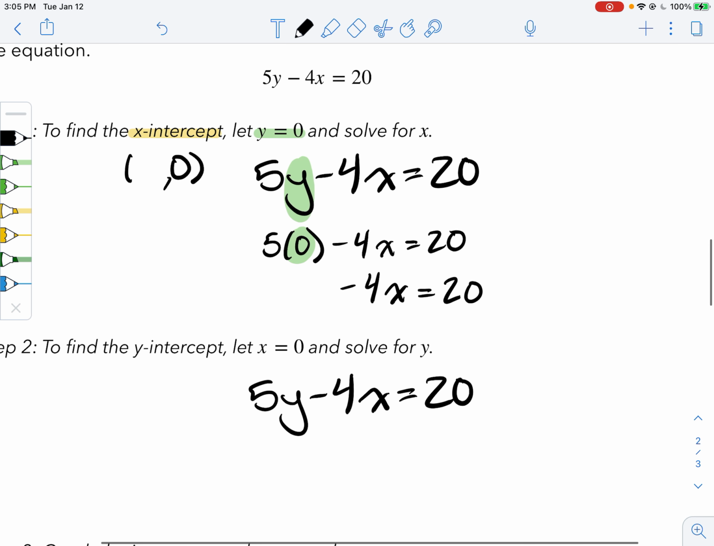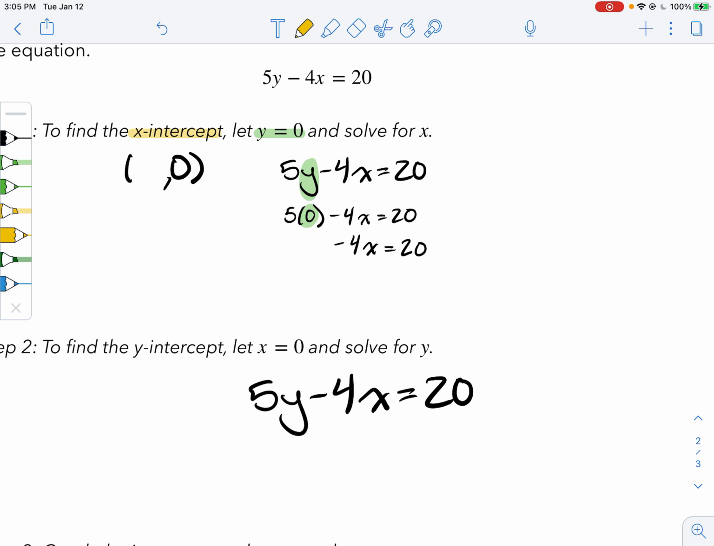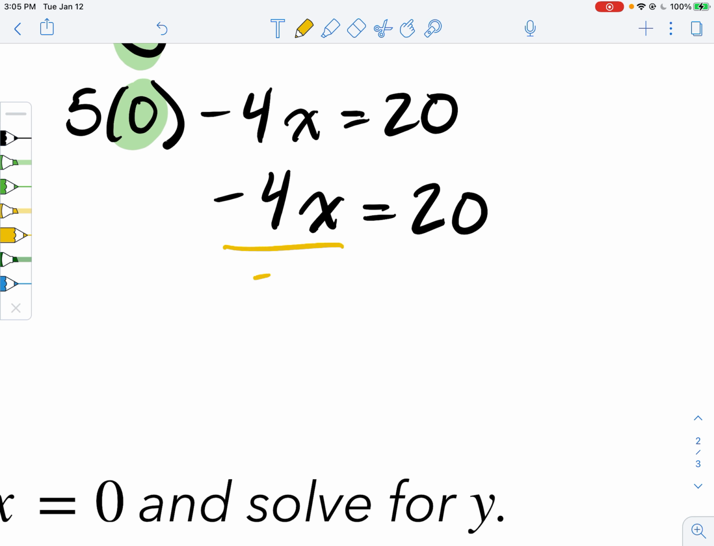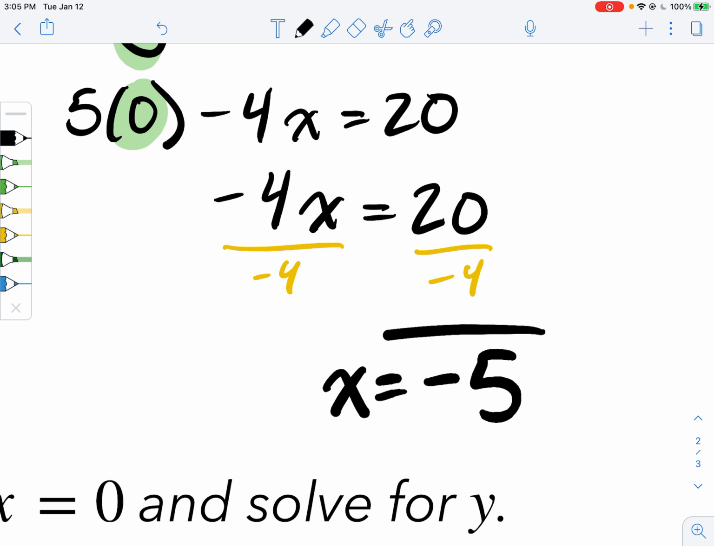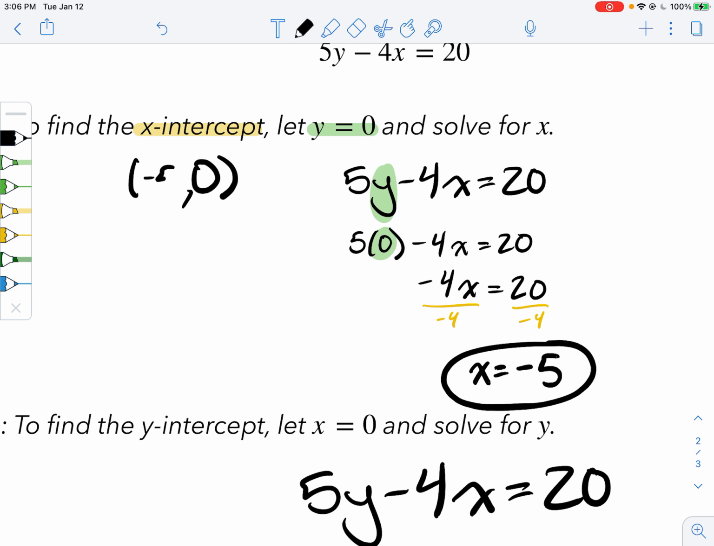Ta-da! And then we have one more quick step to solve for x. We need to divide by -4. So we have x equals -5. Nice. So our x-intercept is at (-5, 0). Cool.